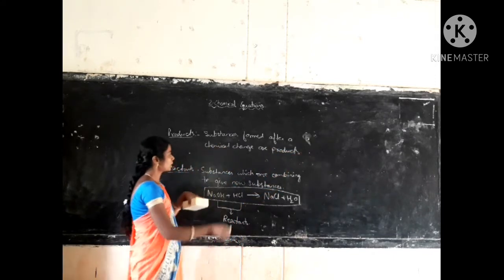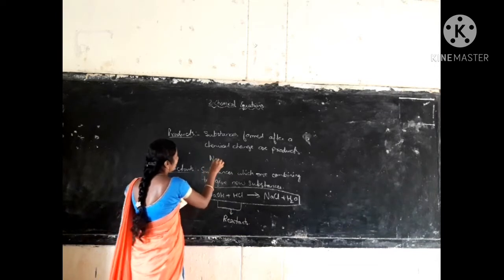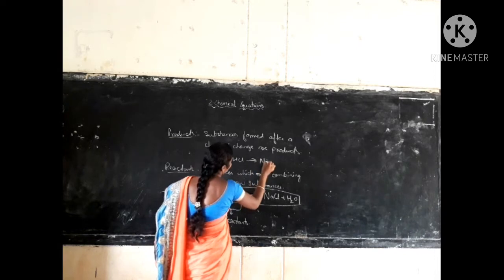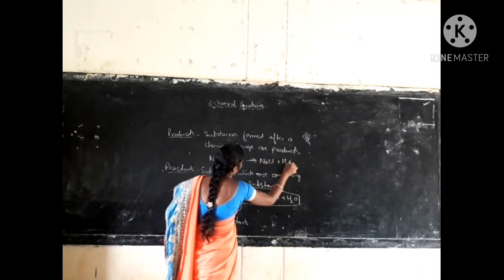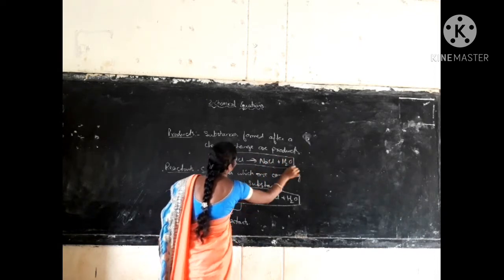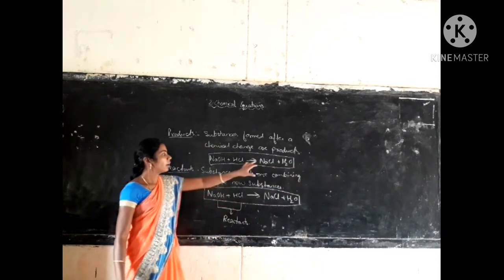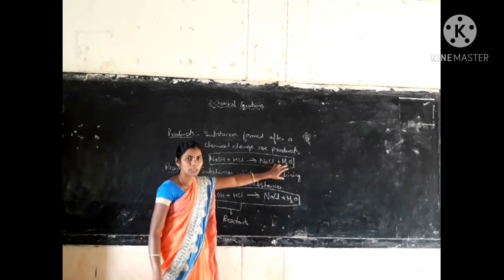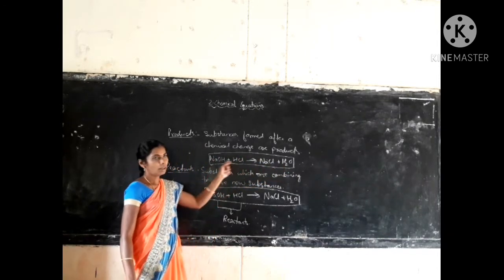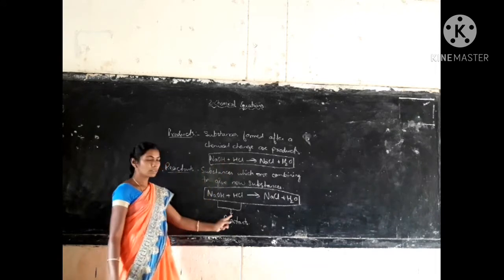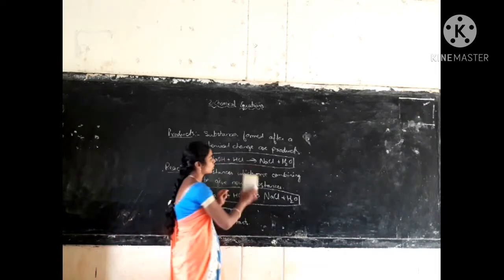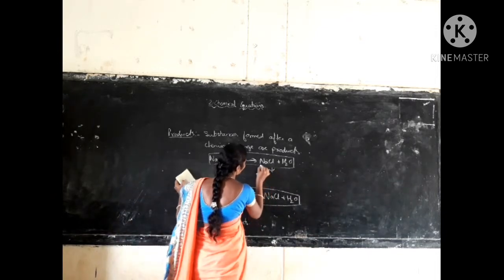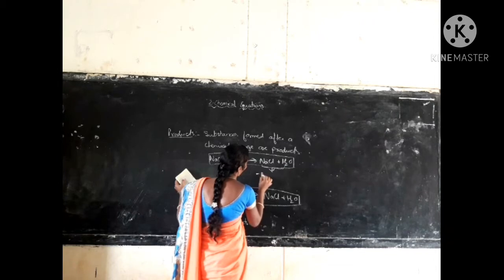Let us take the same example here. NaOH plus HCl gives rise to NaCl plus H2O. In this equation, NaCl and H2O are called products because these two substances are formed from NaOH and HCl. NaOH and HCl are called reactants, as we just said. So NaCl and H2O are called products.